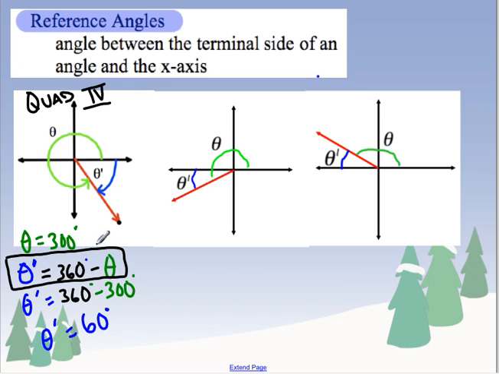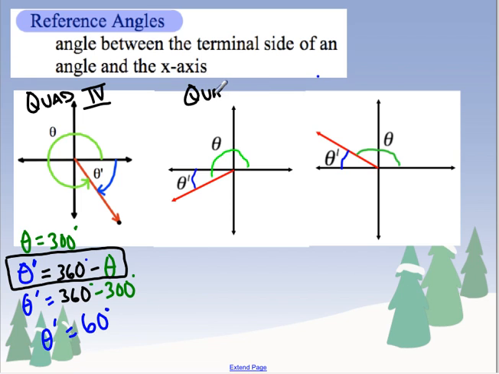That's Roman numeral 4. But you don't really need a formula. If you got a picture, you can basically figure out that, oh, I needed to subtract the green stuff from 360 to get the blue stuff. Okay, but if you like formulas, there you go.